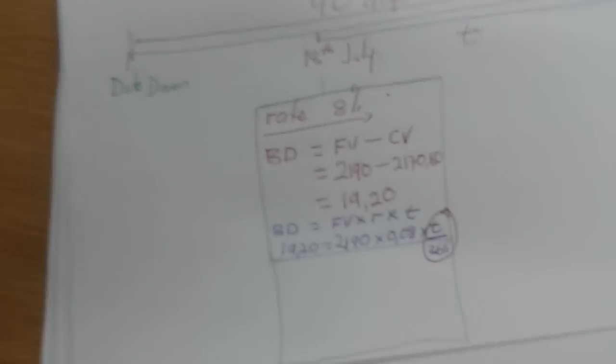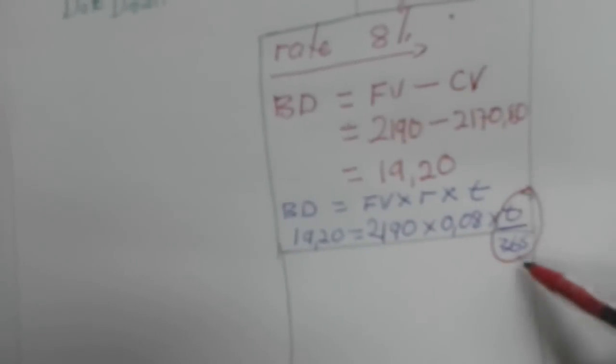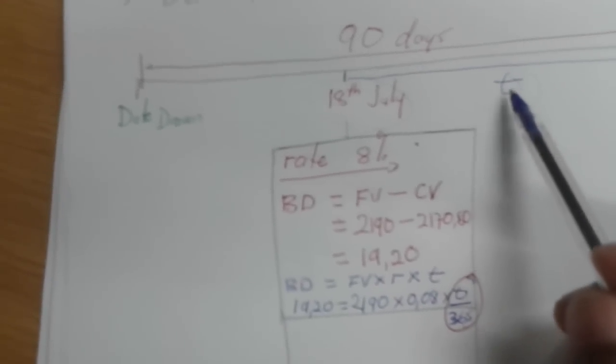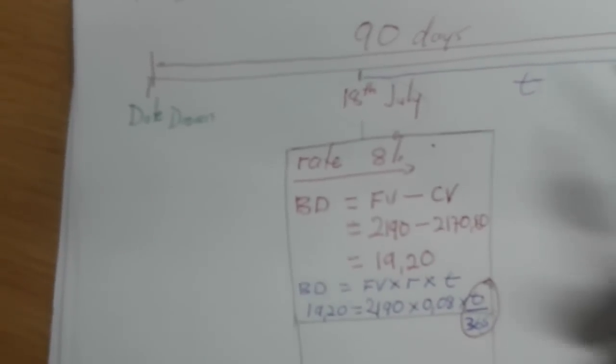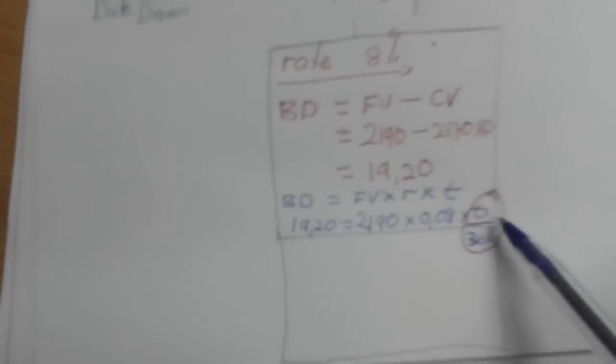It's either for now you can just say T and remember to multiply by this at the end, but it's safe to always write T over 365 from the word go, right? Why? Because normally your T is in days. In most cases, it will be in days, right? So there you go, over 365.